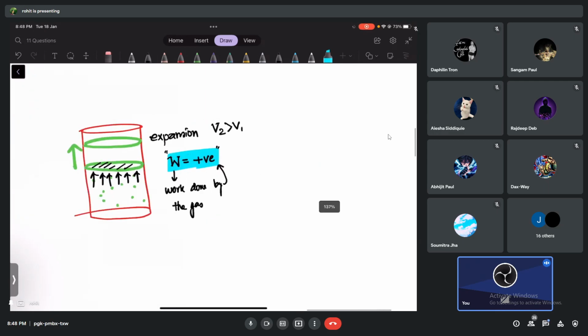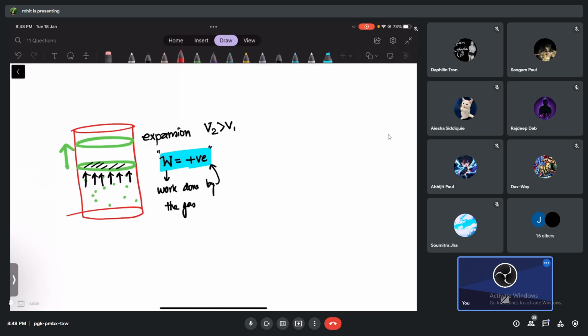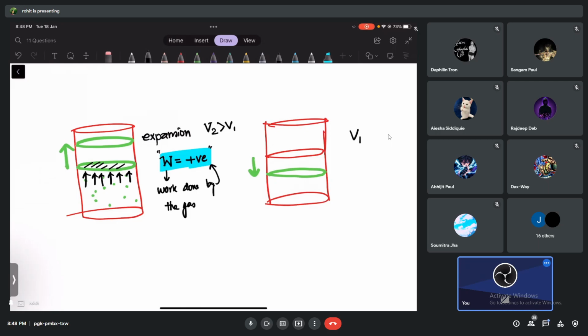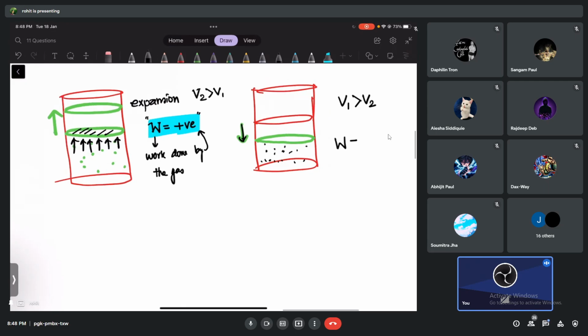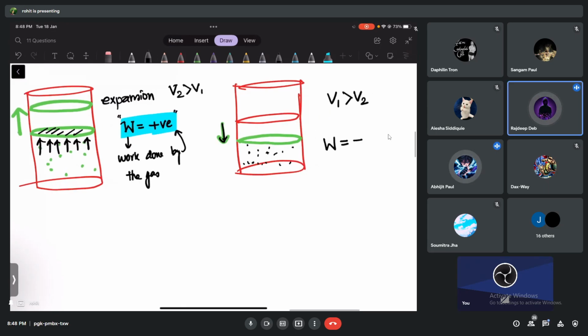But if I do the same thing the opposite way, I took a gas and the piston is not here but has reached here now. Now you tell me, is V2 greater or V1 greater? V1 is greater. Initial volume is greater but the final volume is less. Now the gas is only occupying this much space. What kind of work done am I going to get if I use that formula? Positive or negative? Negative.